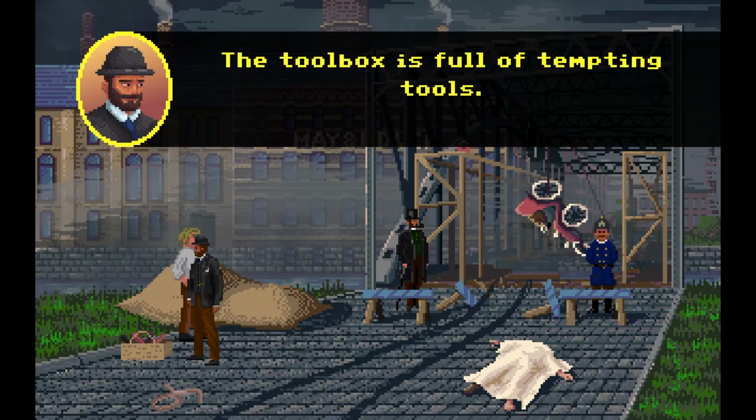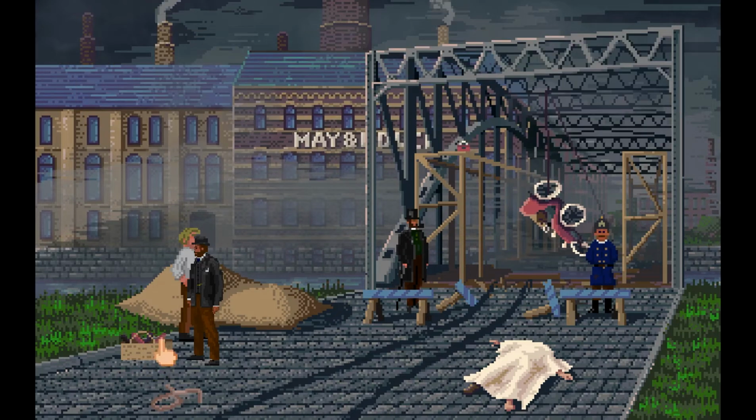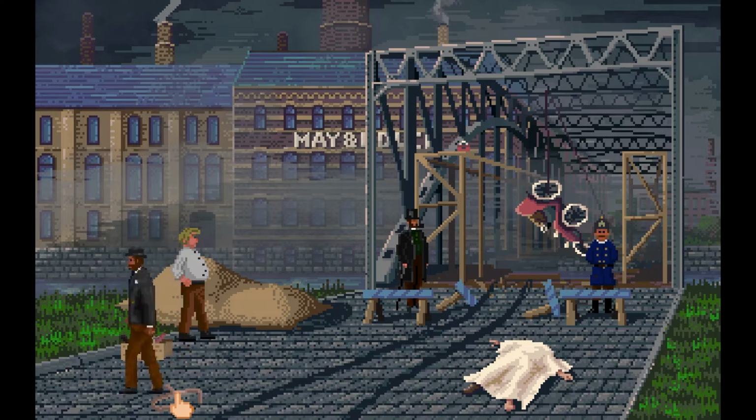Toolbox is full of tempting tools. What's so tempting about them? I mean, I get it, but I just want to know why he's tempted.